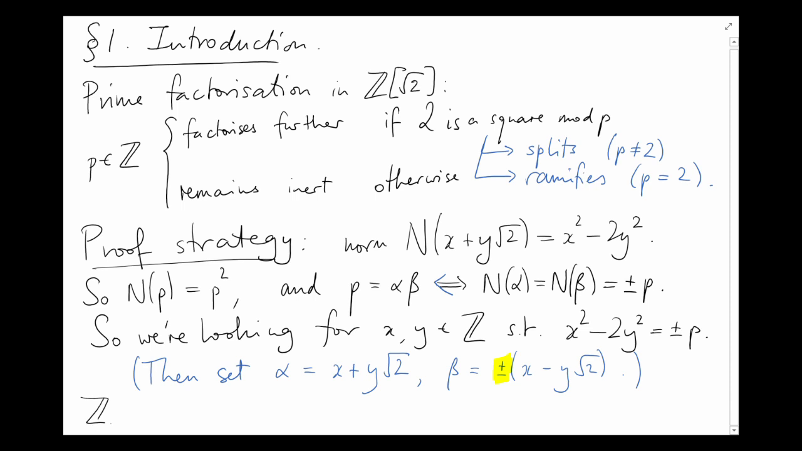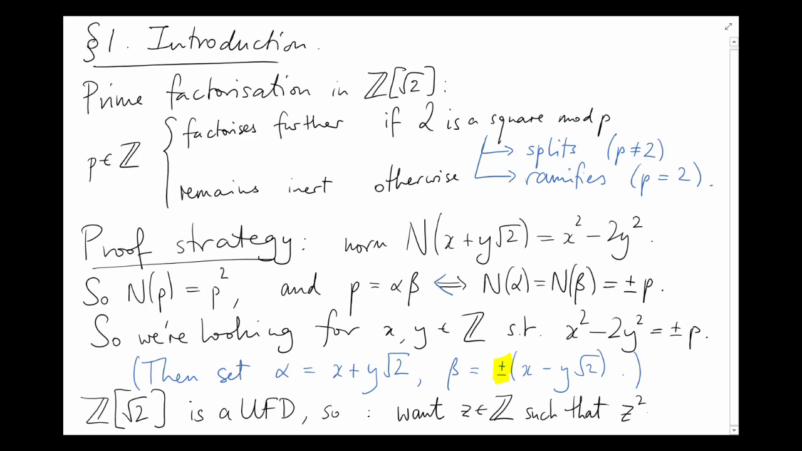Now, using the fact that Z adjoin root 2 was a UFD, we showed that this was equivalent to the existence of an integer z such that z squared is 2 mod p. In other words, 2 is a square mod p.